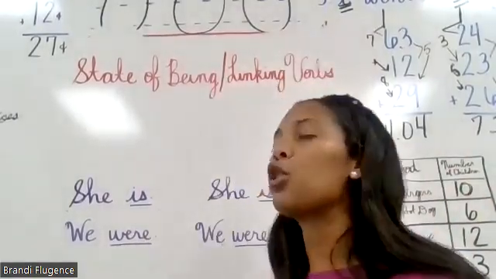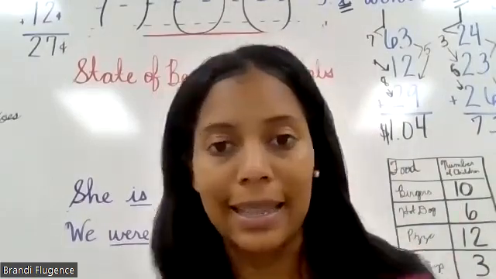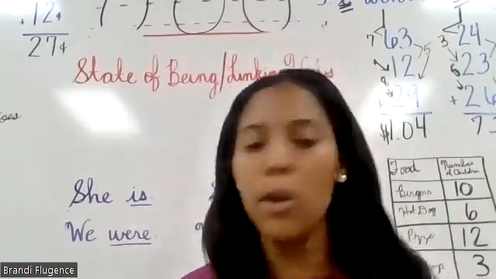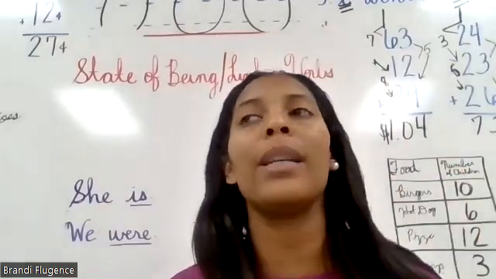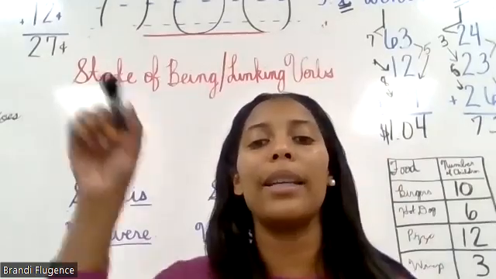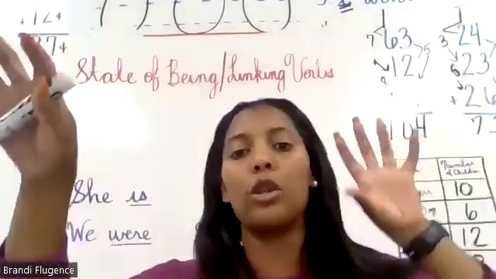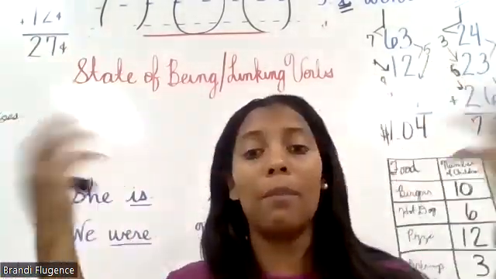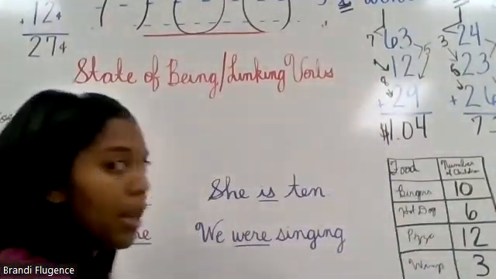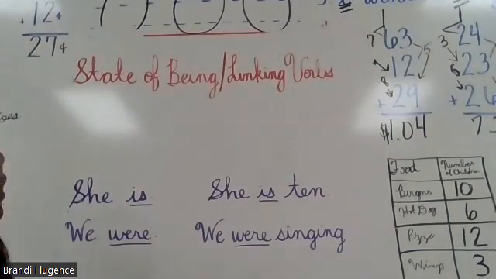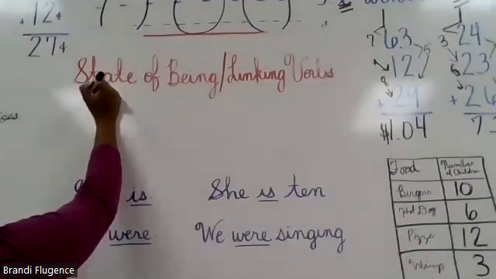State of being verbs will show that a person just is. They exist. They're not doing anything. They're not moving. They just are. Linking verbs take the verb and link two parts of the sentence together. Usually the who and the what will be linked together by the linking verb. So let's go ahead and go through the list. Avaya, what's our state of being and linking verb list? Give me the first one.